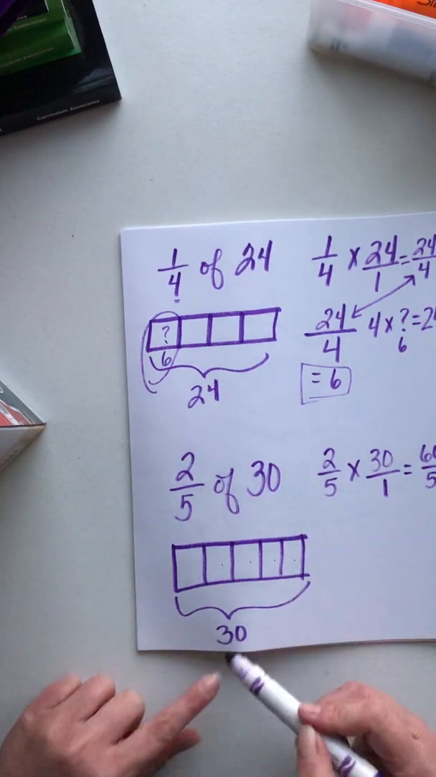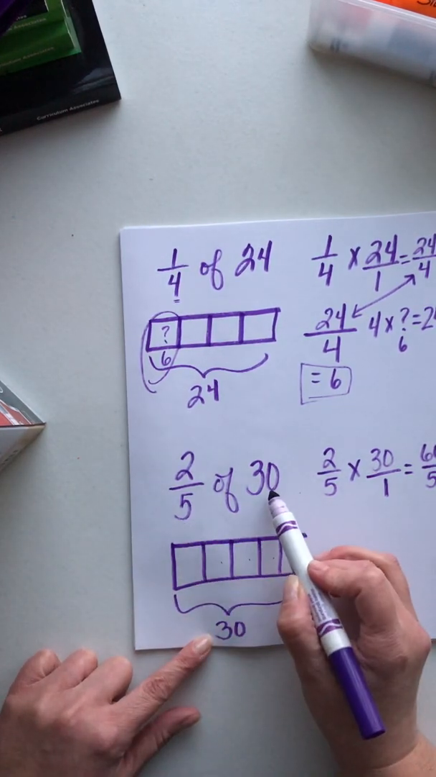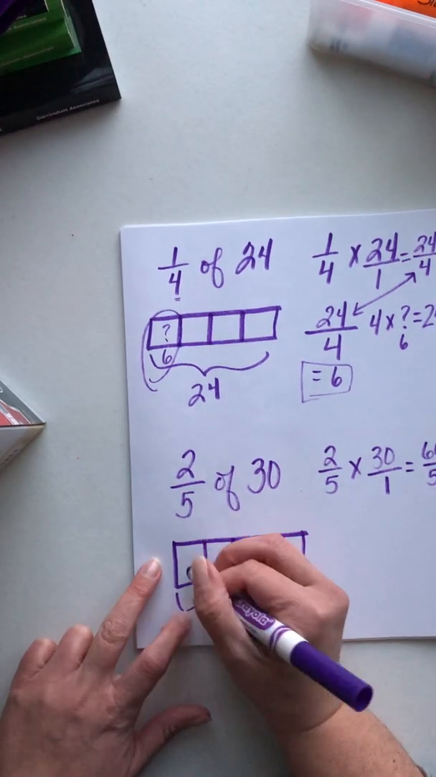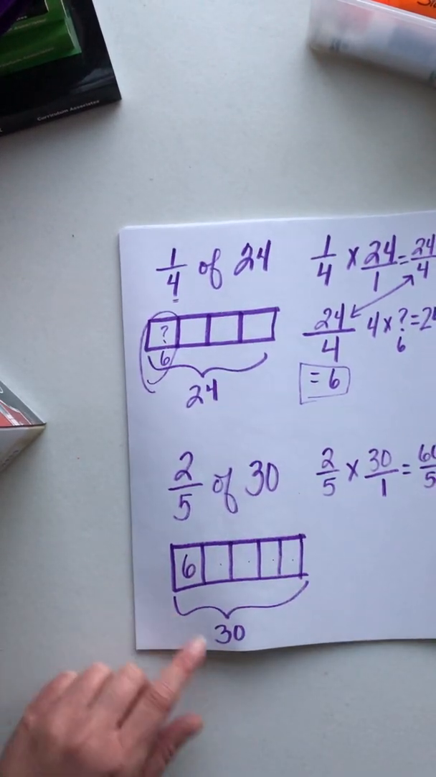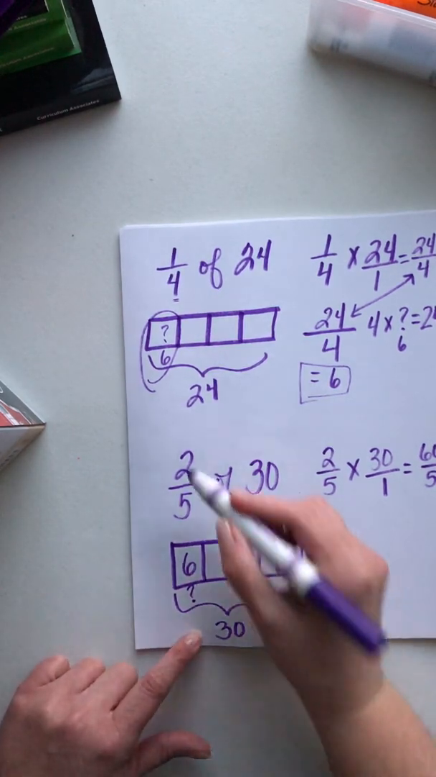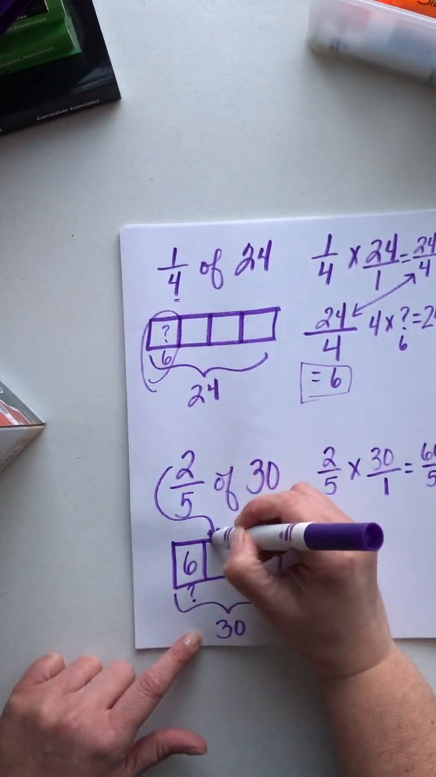In this case over here, if we took 30 and divided it by 5, we know that 5 times 6 is 30. But I would need 2 of these.